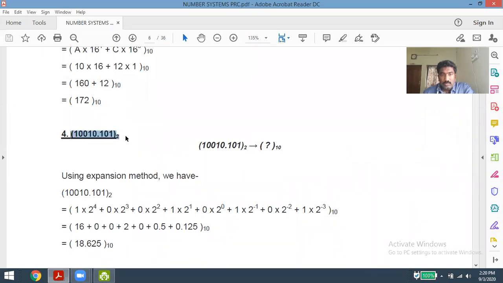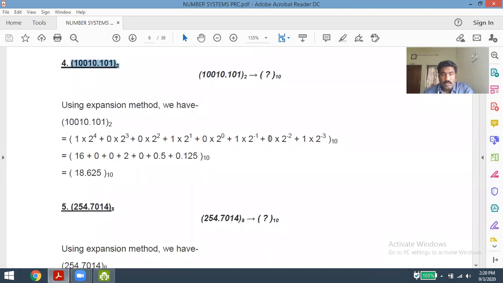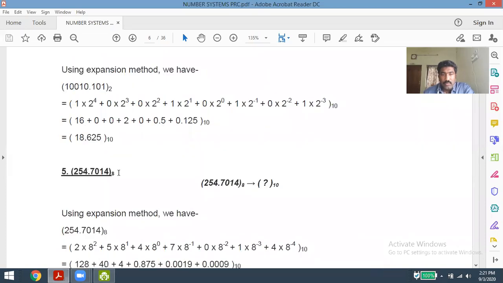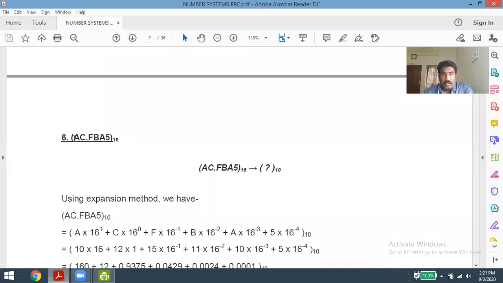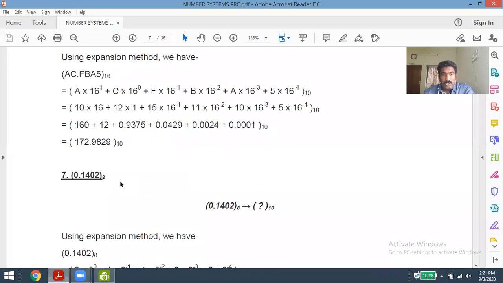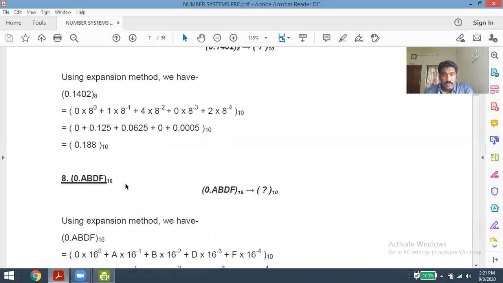100.101 base 2 converted into base 10, and the second one is 254.7014 base 8 converted into base 10. Next, AC.FBA5 base 16 converted into base 10. 0.1402 base 8 converted into base 10. 0.ABDF base 16 converted into base 10.